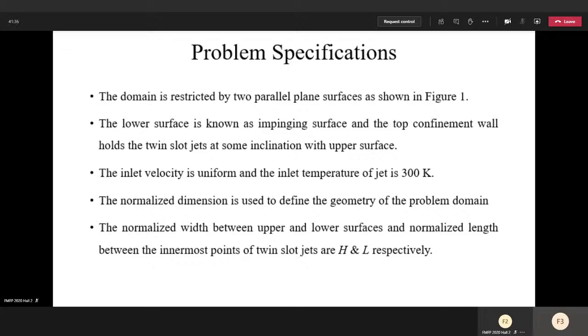Now, problem specification. The domain is restricted by two parallel plane surfaces as shown in figure 1. The lower surface is known as impinging surface, and the top confined wall holds the twin slot jet at some inclination with upper surface. The inlet velocity is uniform, and the inlet temperature of jet is 300 K. The normalized dimension is used to define the geometry of the problem given. The normalized width between upper and lower surface and normalized length between the innermost point of the twin slot jet are H and L respectively.